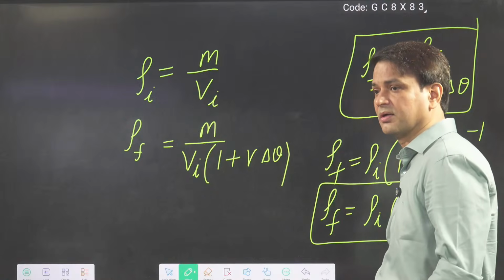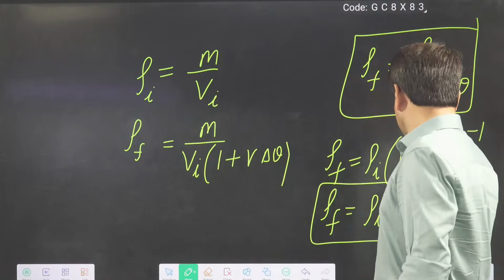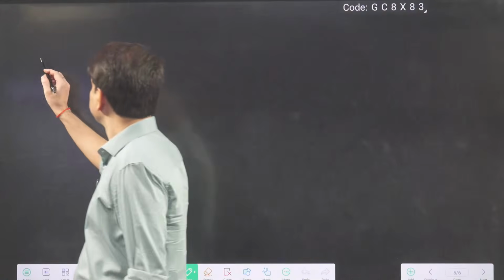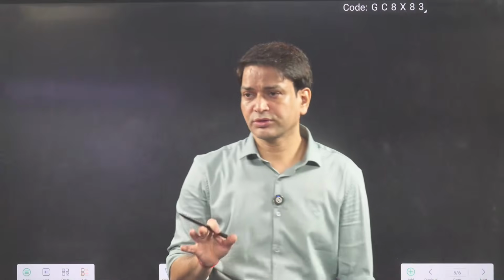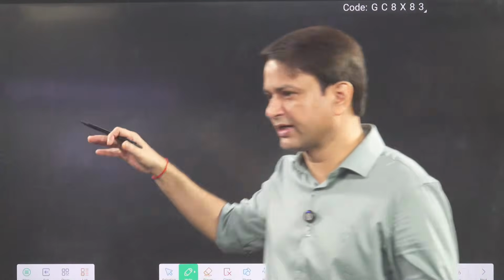Okay, completed. So I will use the same formula right now. I am not discussing the question here; I will discuss the question in the liquid part by using the same formula. Okay, up to this okay.